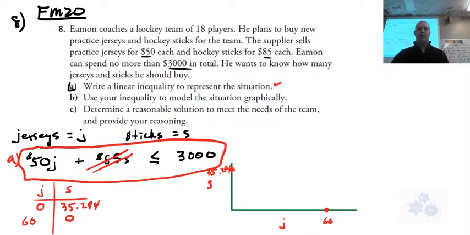All right, so is this going to be a solid line or a dashed line? Or is it going to be something else? Like we're talking about what? We're talking about, can we buy a fraction of a jersey or a fraction of a stick? So actually, x is an element of integers, or even whole numbers really, because we can't go negative, but this is fine.